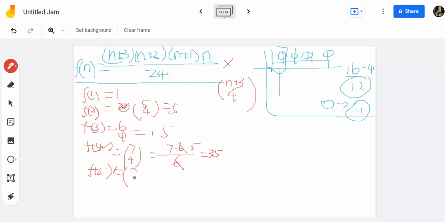So 9 choose 4 is what? 9, 7, 6, 5, over 4, 3, 2, 1. Let's see this one. This kind of pattern, I keep going here, right? Then we realize this kind of 5, 6, right?